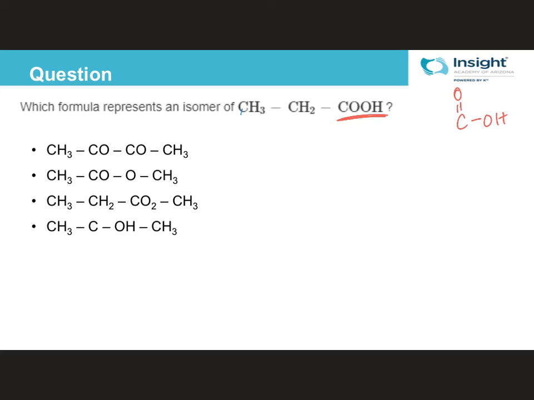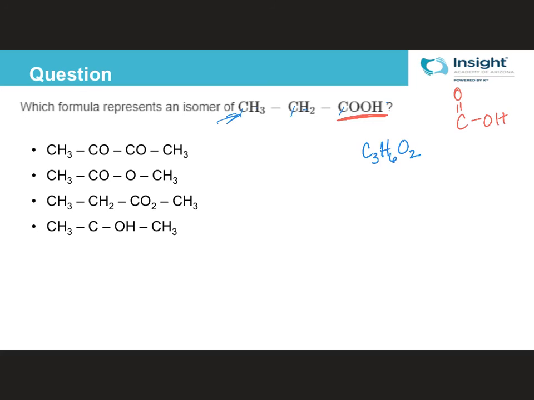We've got 1, 2, 3 carbons, 3, 4, 5, 6 hydrogens, and 2 oxygens. All right, so go through, count up what you see in here, and see if you can figure out which one would be the correct isomer of this one. It'll have the same formula, just different connections.